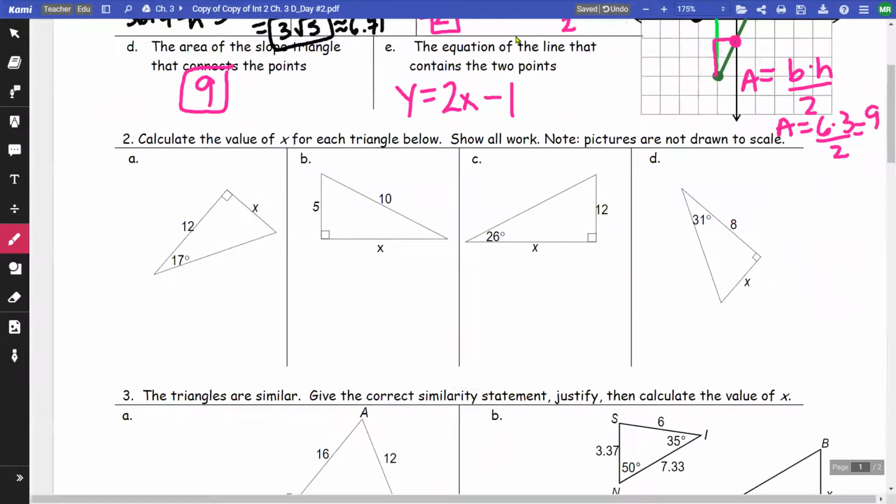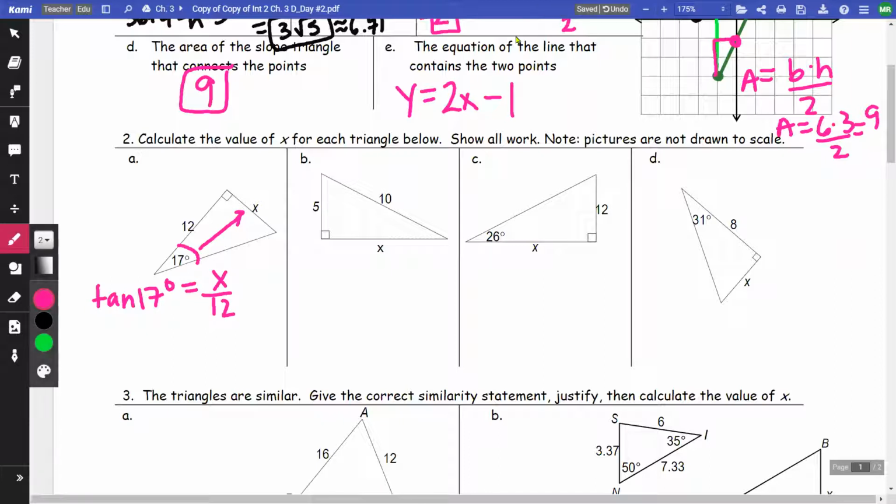On number 2, I am going to be doing this from the 17. And so I'm going to do opposite over adjacent. So I am going to do tangent of 17 degrees is equal to opposite over adjacent. You can put this over 1 and cross multiply. I'm going to think of it instead as I want to get rid of this 12 that's dividing. So I'm going to multiply both sides by 12.